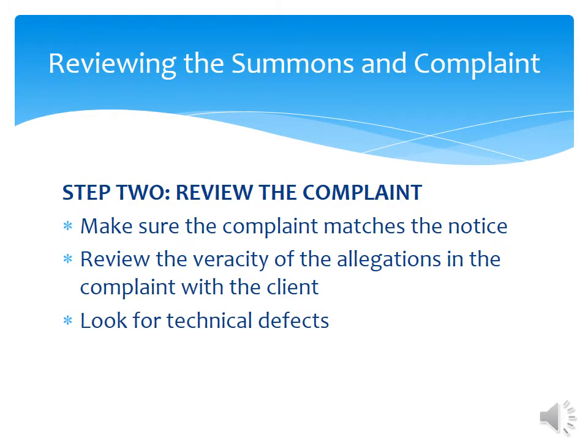Step number 2 is to look through the complaint itself. Make sure the complaint matches the notice. So, for example, if the complaint itself states that the tenant owes $825 in back rent, but the notice states otherwise, then that can be something which can be demurred to. You want to review the veracity of the allegations in the complaint with the client, and you want to look through each and every paragraph of the complaint to find any technical defects.